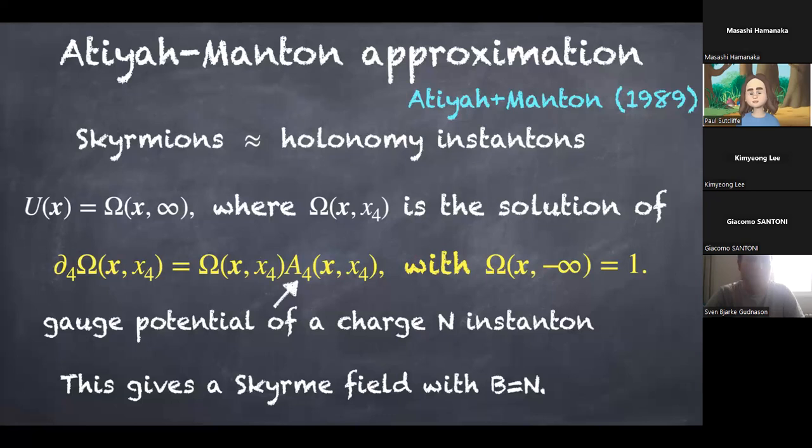So this gives a way of approximating. So you have to solve this differential equation. Somebody gives you an instanton, you solve this differential equation, and that gives you an approximate skyrmion. And if you choose the right instanton, you'll get a good approximation to the skyrmion you are after.